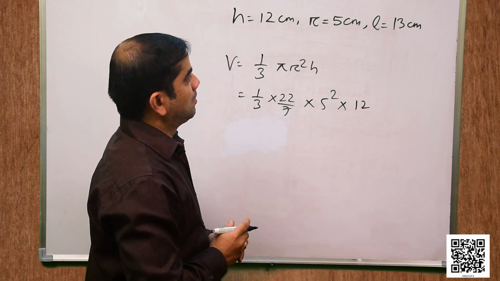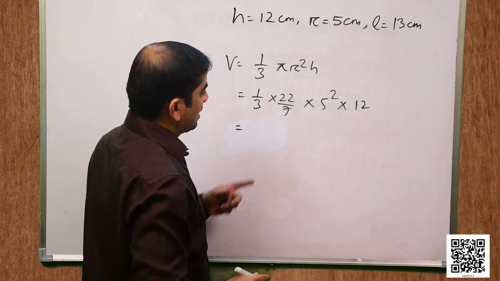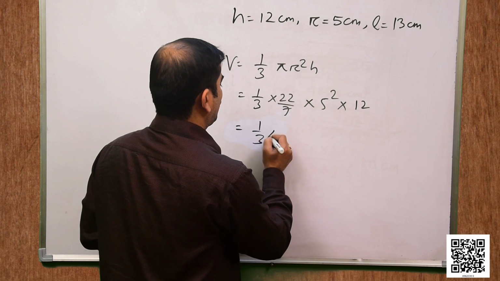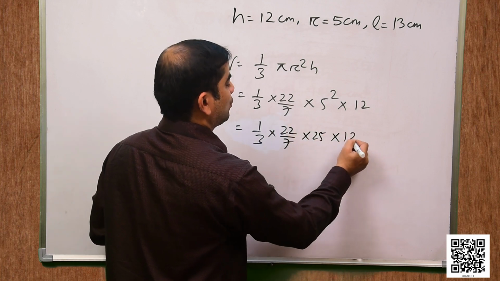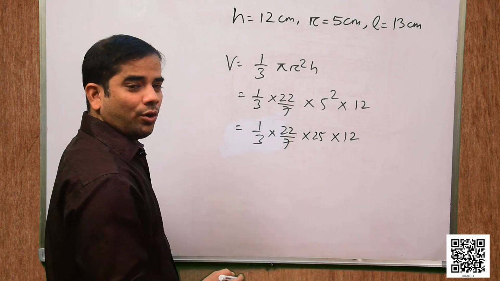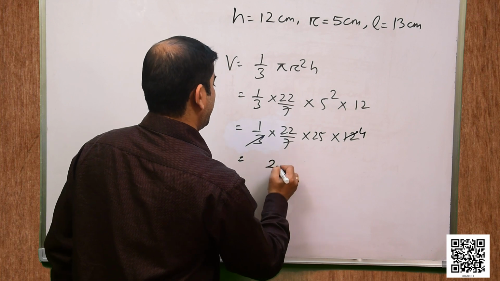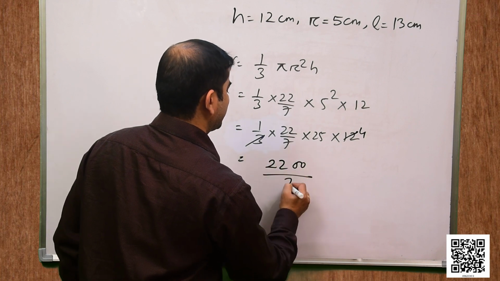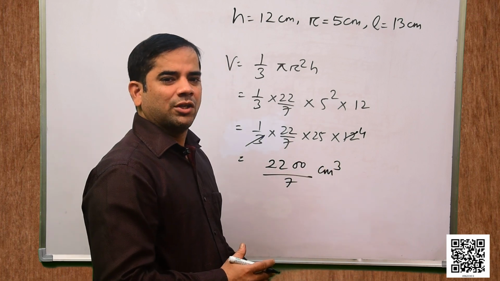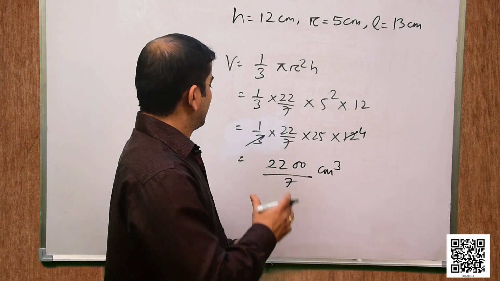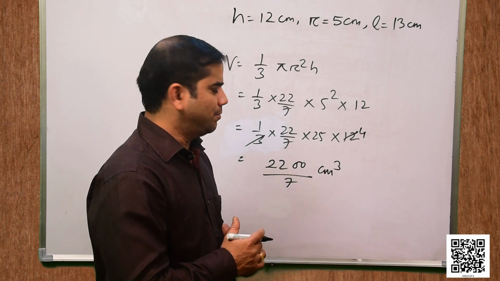Okay. So, what should we do now? That is 1 by 3 into 22 by 7 into 25 into 12. Okay. So, it becomes 2200 by 7 centimeter cube. So, the volume of the cone formed is 2200 by 7 centimeter cube.